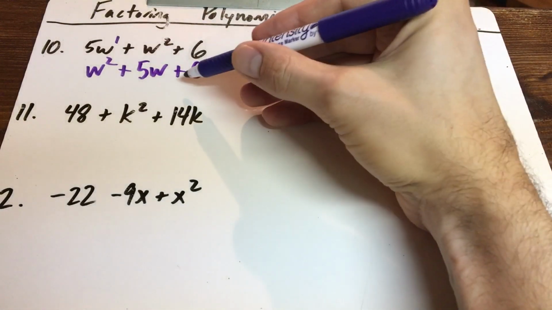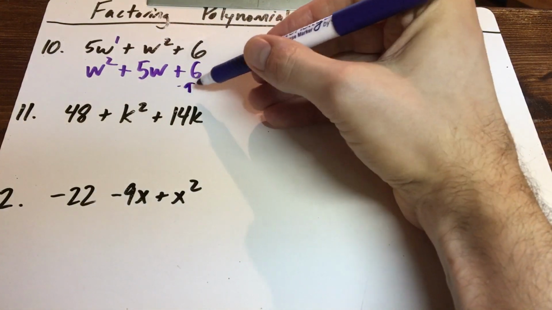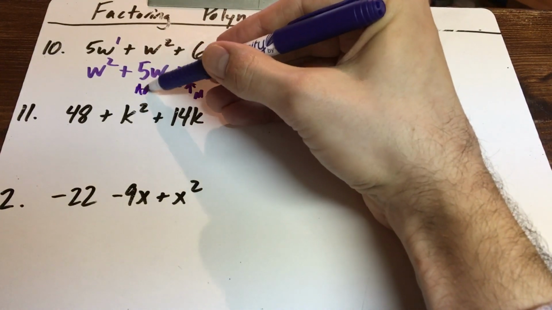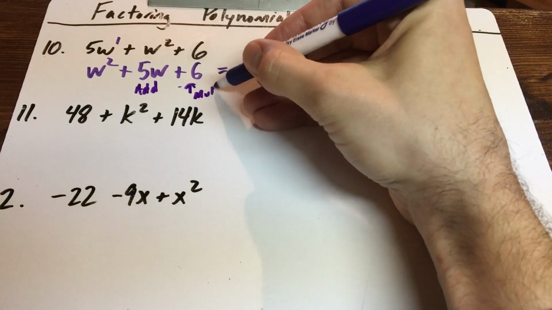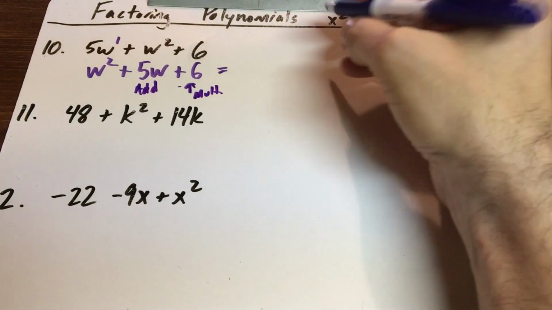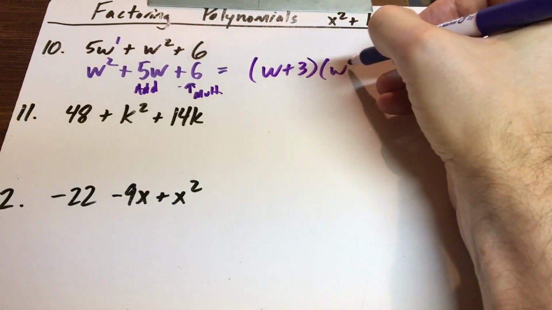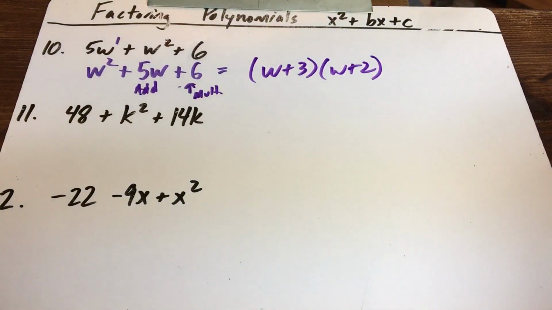Can I think of two numbers that would multiply to equal 6 that would add up to equal 5? Multiply to equal 6 that adds up to equal 5. That's got to be 3 and 2, right? W plus 3, W plus 2. 3 and 2 multiplies to equal 6. 3 and 2 add up to equal 5.